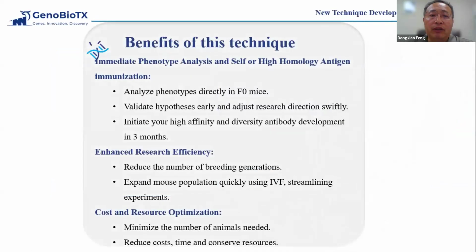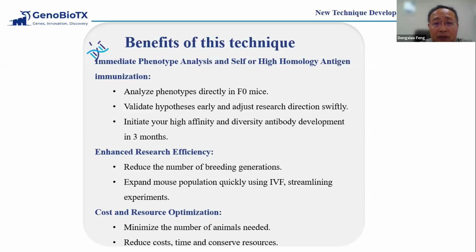So the benefit of this technology is that, of course, the 3-month fully homozygous mice are F0 mice, but you can analyze the phenotypes directly in the F0 mice. You can also validate your hypothesis earlier and adjust your research direction swiftly. And of course, you can initiate your high-affinity and high-diversity antibody development in 3 months.